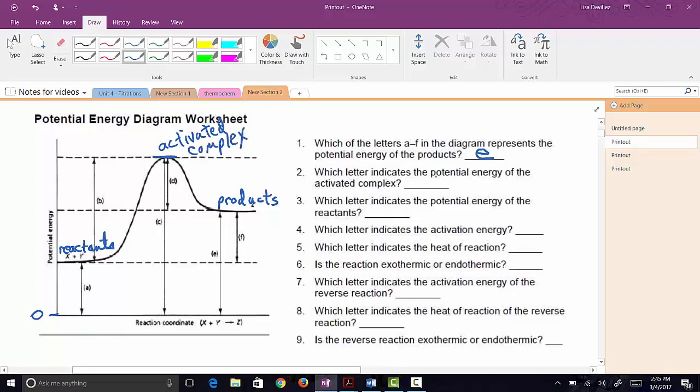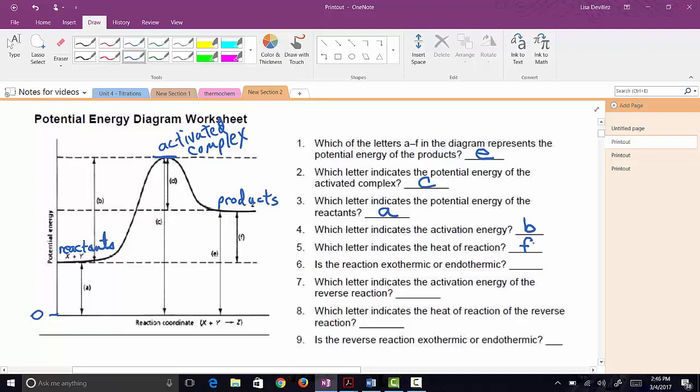And so letter C would be that one, and then the potential energy of the reactants, that would be letter A. The activation energy, that is the energy from where the reactants start up to the top of the hill, up to where the activated complex is formed. And so that's represented by line B. And then the heat of reaction, that's our enthalpy, or delta H, and that's the difference between the products and the reactants. So F represents that amount of energy.